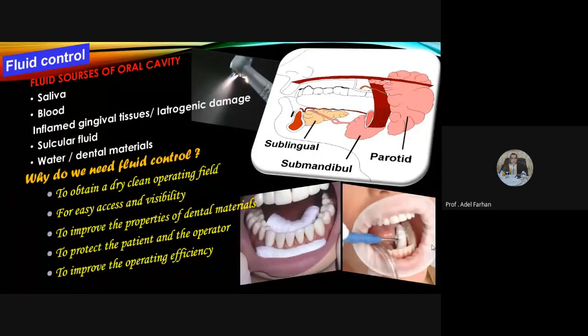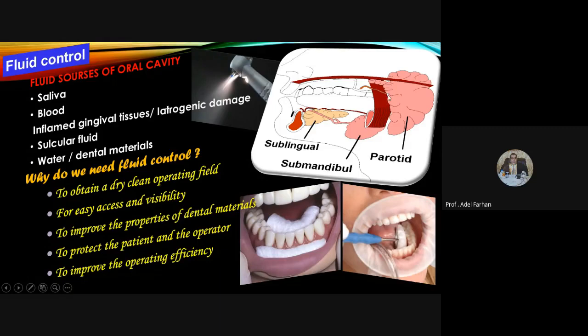You should know that the fluid source, before we discuss how to control the fluid inside the oral cavity, you have to know what is the source of this fluid. As you know, the main source in the oral cavity is the saliva. Saliva comes from a pair of parotid glands, as you see in this picture, and a pair of submandibular glands with the sublingual gland. All these secrete saliva inside the oral cavity.